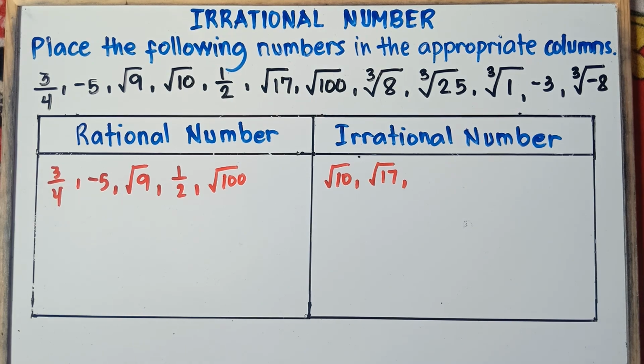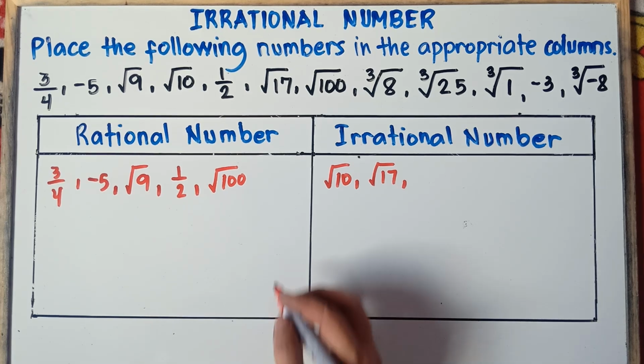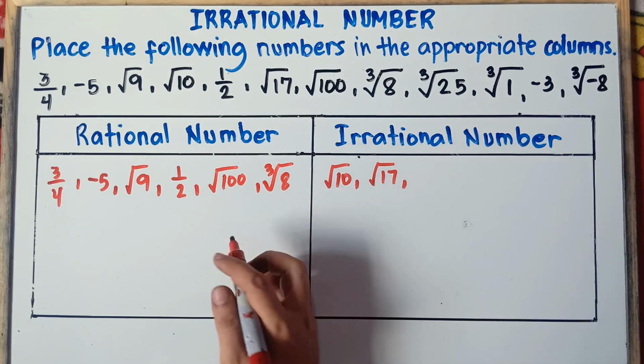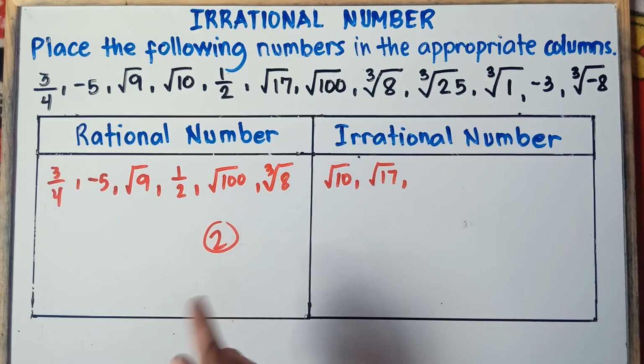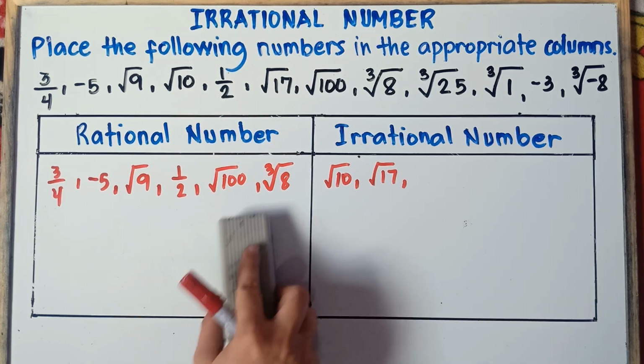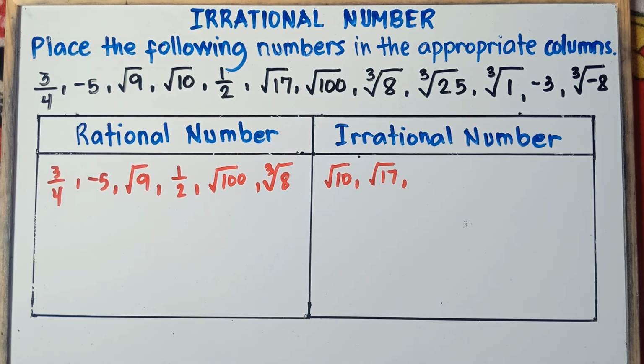Cube root of 8. Is 8 a perfect cube? Is there a number, class, that when you multiply it by itself 3 times, you will get 8? Yup. 2 times 2 times 2 is 8. So 8 is a perfect cube, and therefore cube root of 8 is a rational number. Sir, why is it rational? Because the cube root of 8 is 2. Cube root of 25. Is there a number, class, that when you multiply it by itself 3 times, you will get 25?